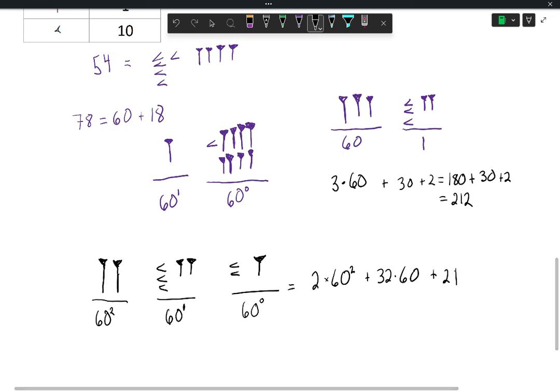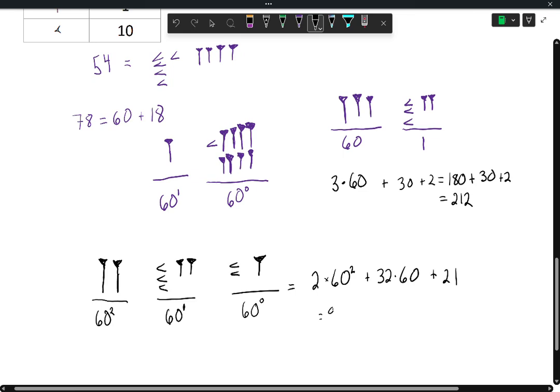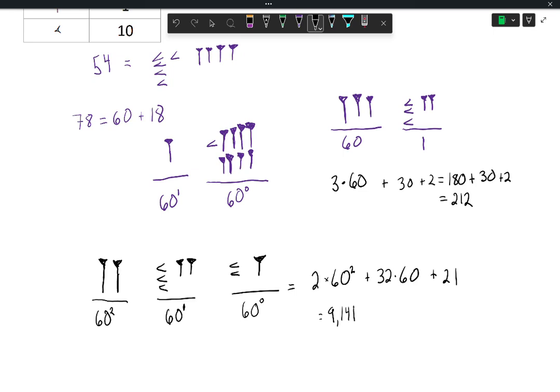Isn't that fun? Now, if you feel confident in your mental math, feel free to do that in your head or on a piece of paper. However, for tests and homework and assignments, feel free to use a calculator. So I'm going to type that in, 2 times 60 squared plus 32 times 60 plus 21. And this is 9,141 in Hindu Arabic numerals. All right, in the next video, we're going to do this backwards.